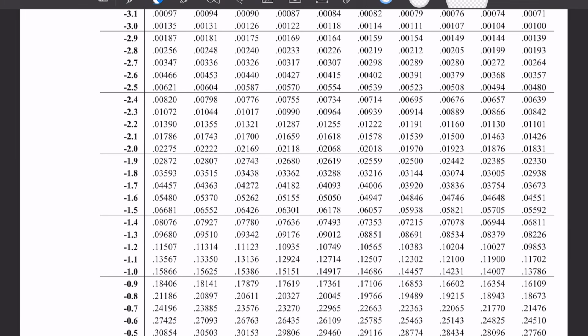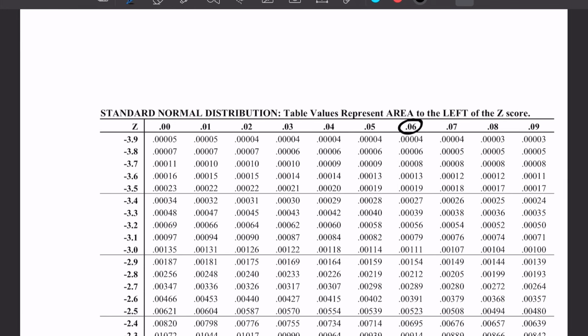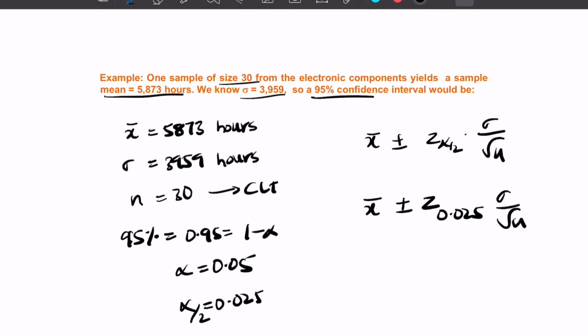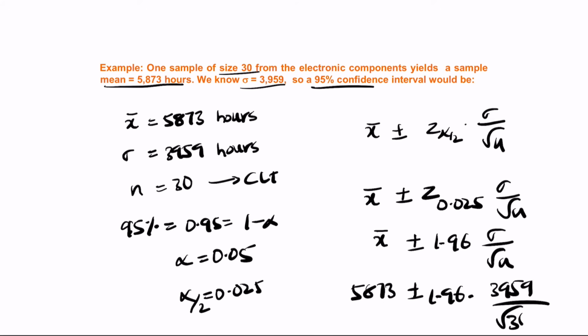So let's take a look at 0.025. Notice this probability right here is 0.025. For that, the z value is minus 1.96. So just don't forget the negative sign. You have 1.96. So the formula becomes x bar plus or minus 1.96 into sigma by root n. Substitute the values. So 5873 plus or minus 1.96 times 3959 by root 30.